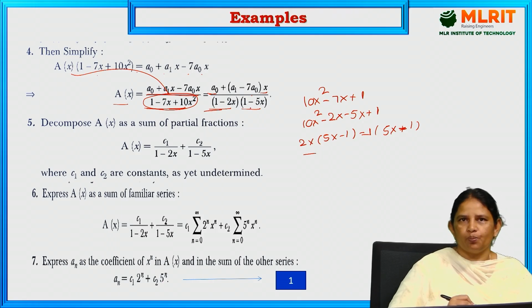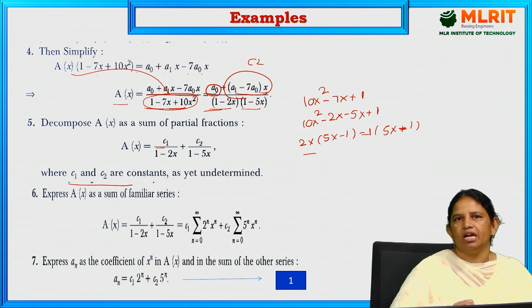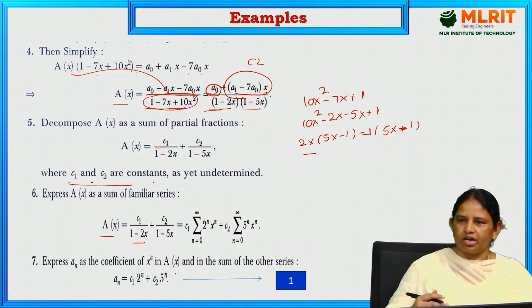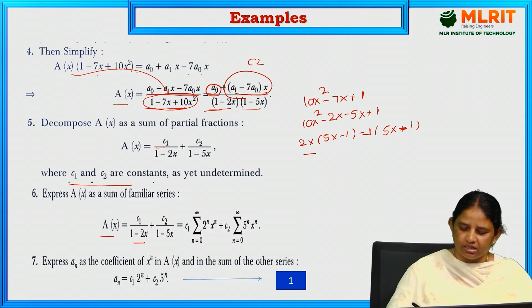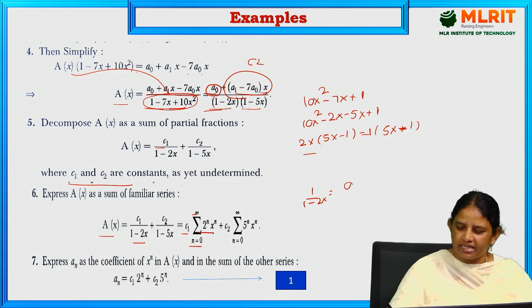Now we need to decompose the fractions by taking constant terms. The a_0 part will be considered as C1 by 1 minus 2x, and the second fraction will be C2 by 1 minus 5x, where C1 and C2 are constants. Then we know the partial fraction series is C1 by 1 minus 2x plus C2 by 1 minus 5x. You can write it as a closed form of the generalized equation: C1 into sigma n equal to 0 to infinity 2 power n x power n, because 1 by 1 minus 2x is written as 2 power n x to the power of n.